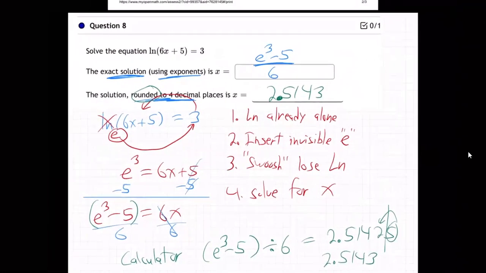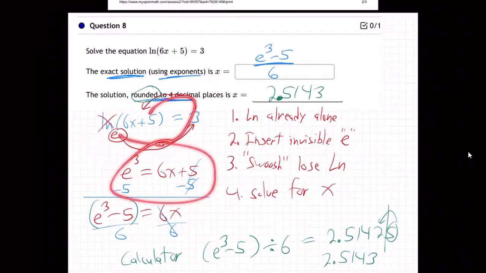So basically the moral of the story, just recapping, logs and exponentials are opposites of each other, right? That's why logarithms were even created. Why did mathematicians and science people make up logs? To be the opposite of exponentials. So when we have this log, no surprise, it turns into an exponential. When you do the swish thing, you lose the log. Just put in the e and do the swish, and then solve for x. And so there we go.